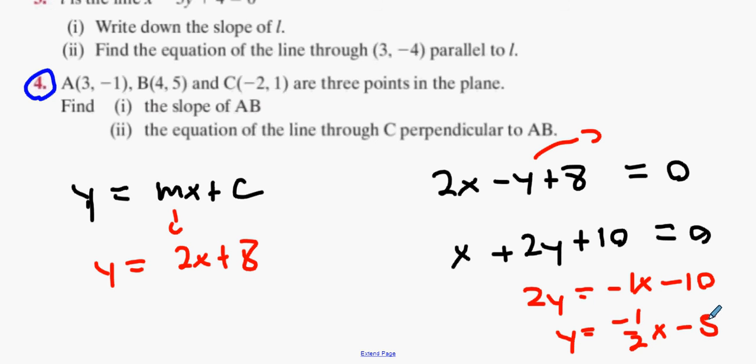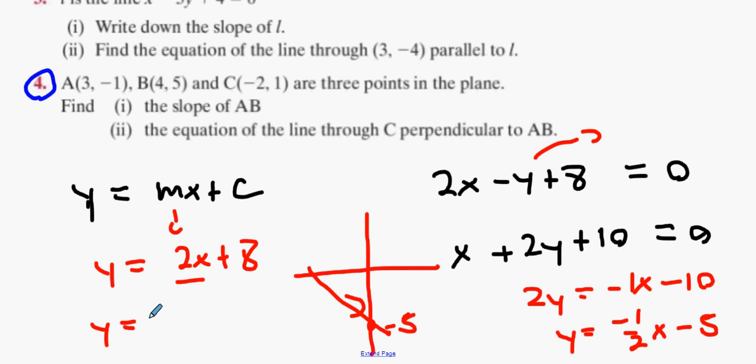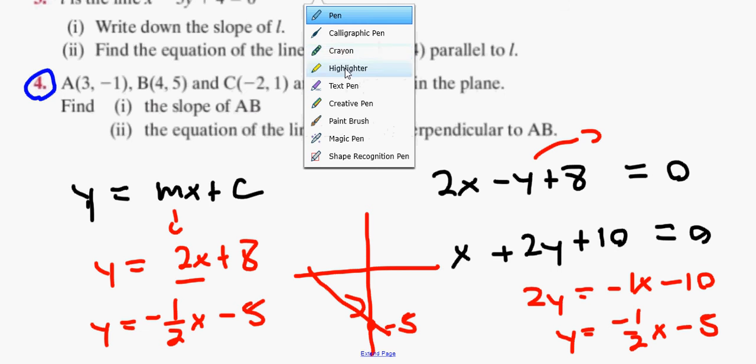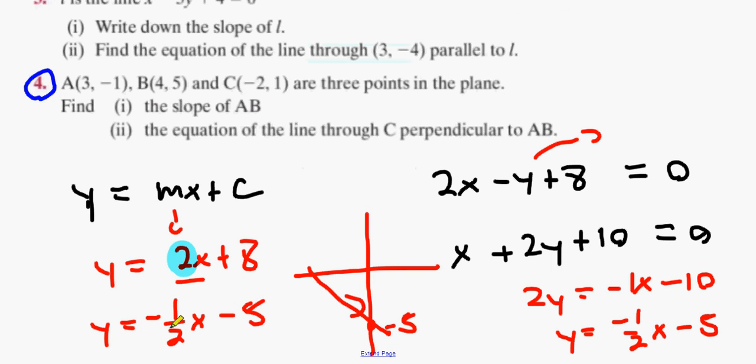What can you tell me about this one? It crosses at minus 5 and the slope is minus a half. So the slope of the first one is 2, but the slope of the next one is minus a half. Are they perpendicular? How would you show they're perpendicular? Multiply them and get minus 1. Do we know where they cross the y-axis? At plus 8 and minus 5. Now you're pretty much caught up.